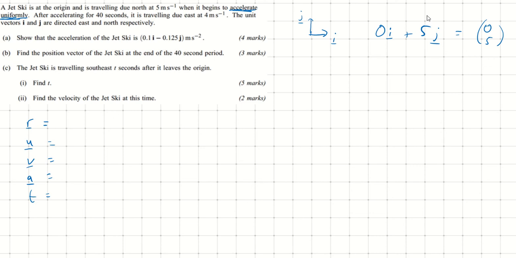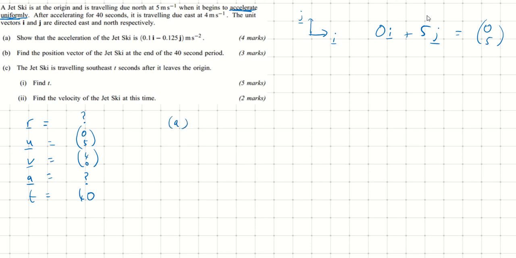So U is going to be 0, 5. V is my final velocity, and it says that it's due east at 4 meters per second, so this is just 4, 0. Acceleration is unknown, and we need to work that out. T we're given is 40 seconds, and our final position is also unknown.